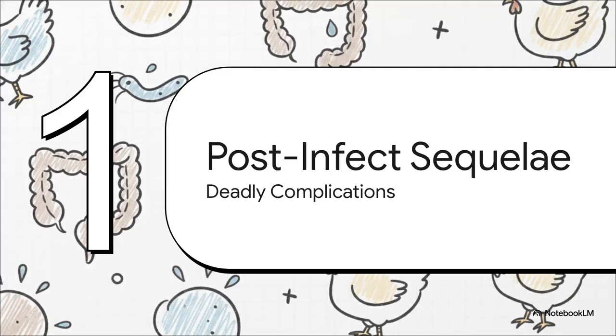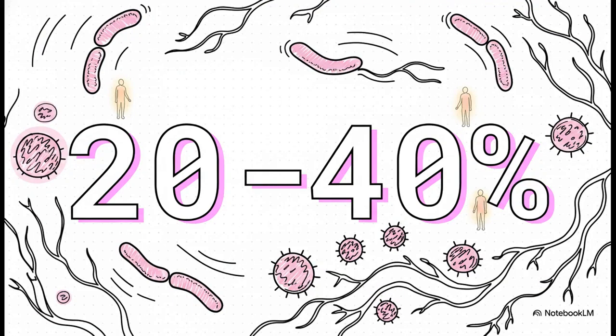Section 4, Post-infectious sequelae. The acute infection might resolve in a few days, but the danger is far from over. Look at this massive number. C. jejuni is estimated to trigger 20 to 40% of all Guillain-Barré syndrome cases worldwide. This is an incredibly high-yield association. Roughly 1 in 1,000 to 2,000 cases of Campylobacter will develop GBS, and if we're talking about certain serotypes like O19, that risk jumps all the way to 1 in 100.